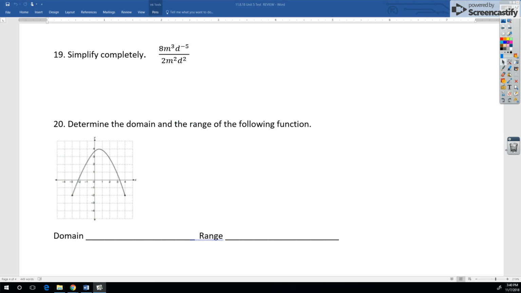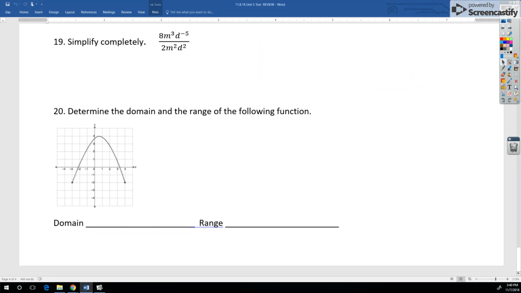Okay, last one, domain and range. So domain refers to the x values. Where's my starting point and where's my stopping point on the x's? So it looks like my graph starts over here at negative 3 and stops over here at 4. These are minimums and maximums that our x's can have. So I'm starting at negative 3, I'm stopping at 4, and those are closed circles on those endpoints.